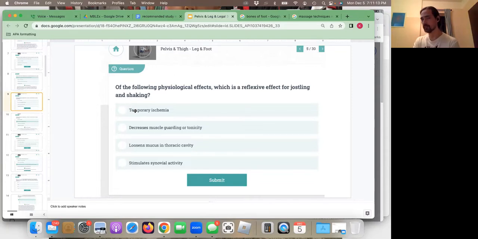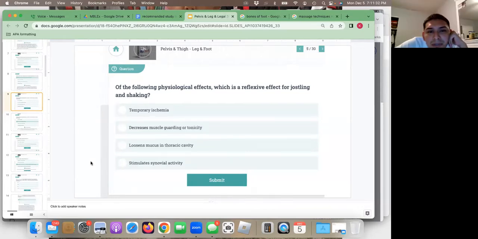So which do you think it is? Do you think it's temporary ischemia? Do you think it's a decrease in muscle guarding or tonicity? Loosening the muscles in the thoracic cavity? Do you think it's stimulating the synovial activity? Which do you guys think it is? Anyone, unmute yourself and call out. Decreases muscle guarding and or tonicity.